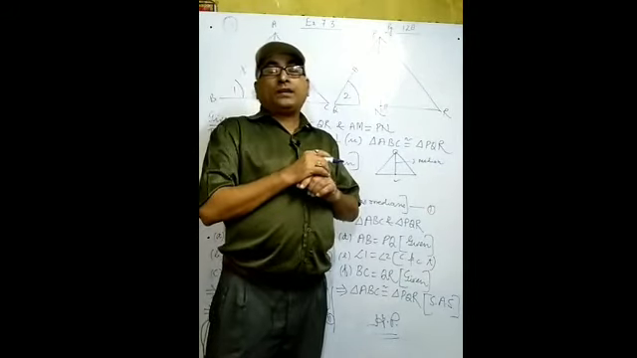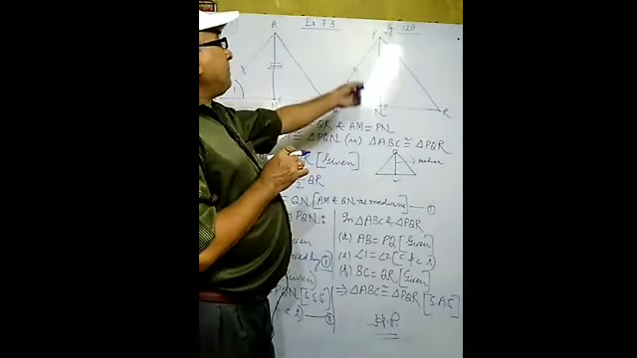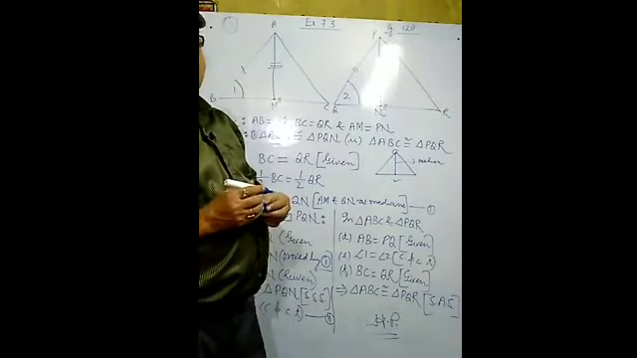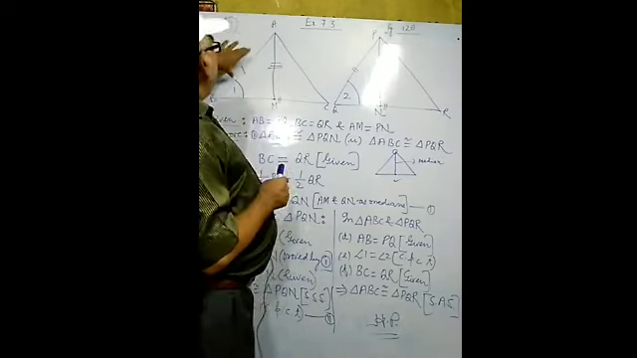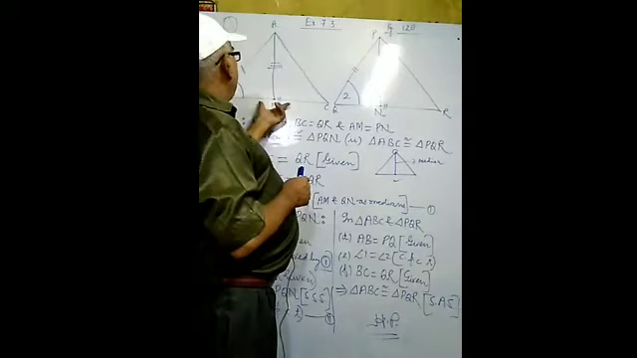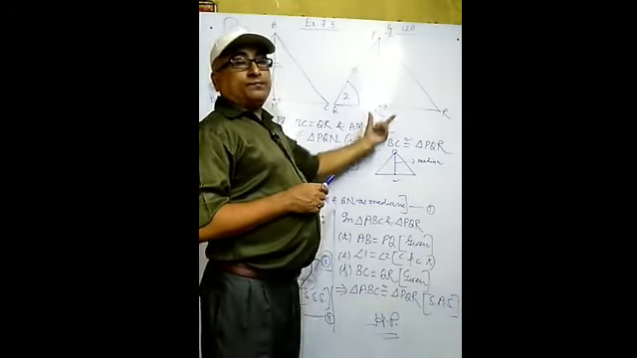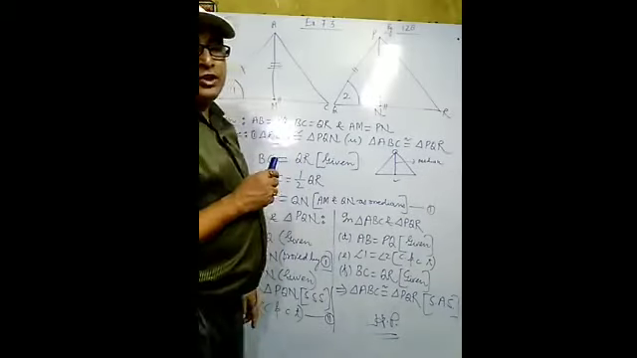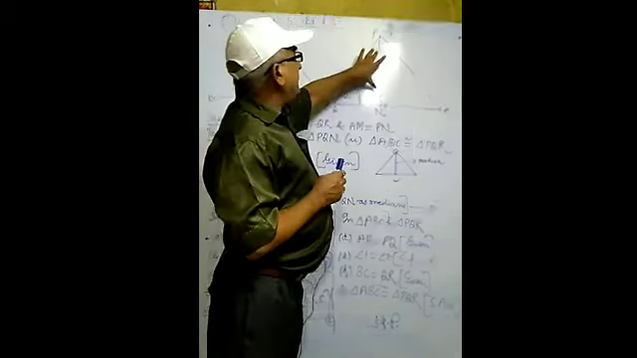What are those medians? Median AM and median PN, both are given. And what information? AB of this one equals PQ of this one, complete BC of this one equals complete QR of this one. The third information is there: median AM equals median PN.